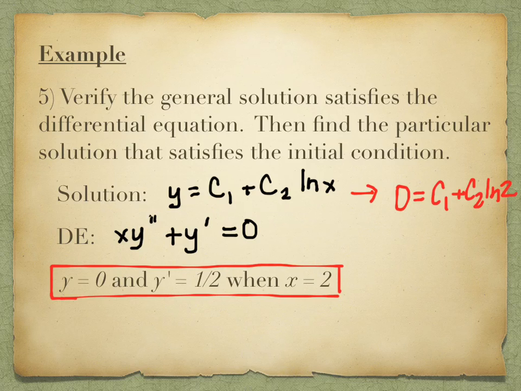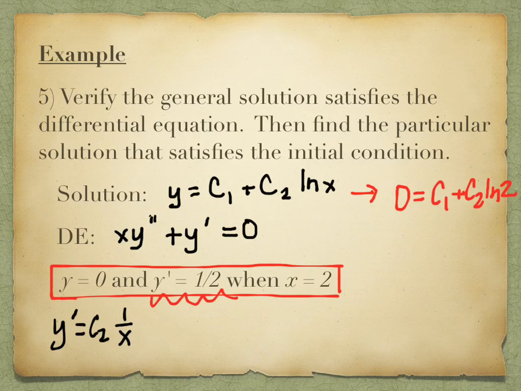The other piece of information is that y prime equals 1/2 when x is 2. So let's give that a shot. We can find y prime, right? So what is y prime? What is the derivative of C1? That's 0 because C1 is a number. This is a constant times ln x, so that C2 is still there, and then the derivative of ln x is 1 over x.